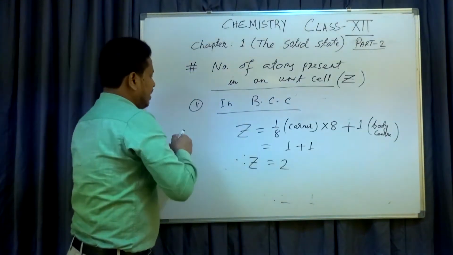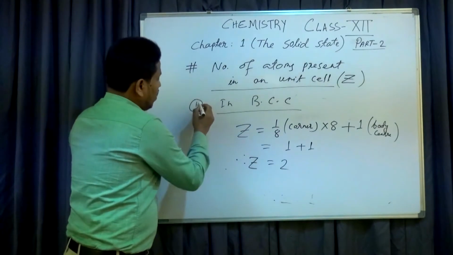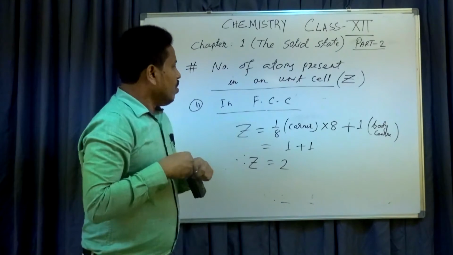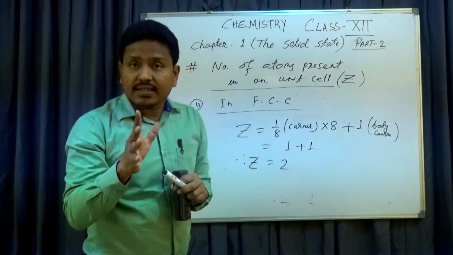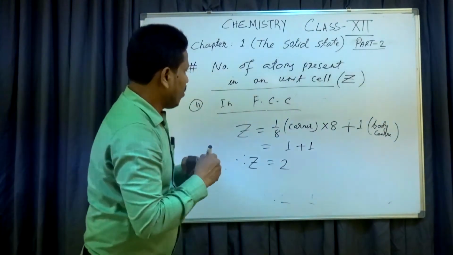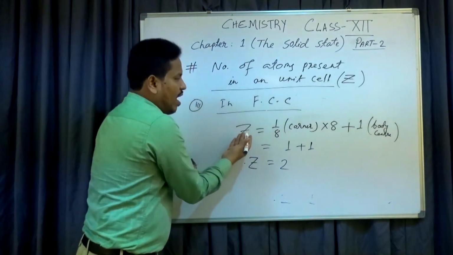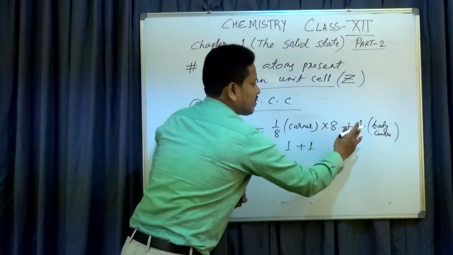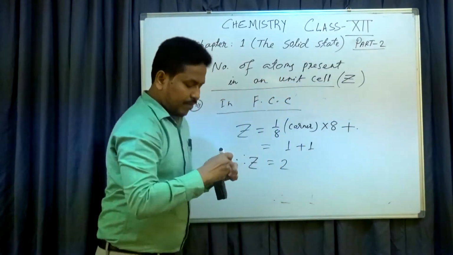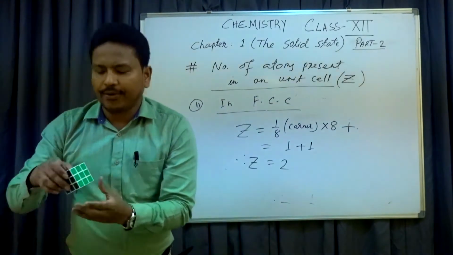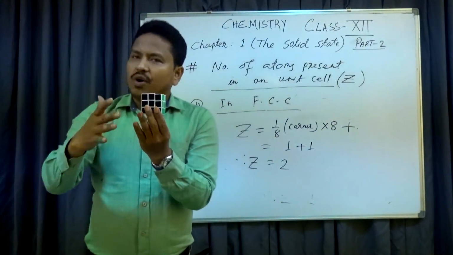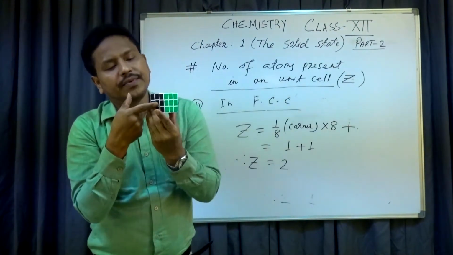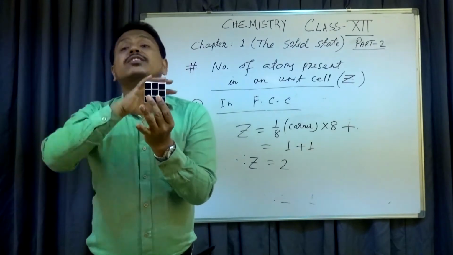Now, the third case is FCC, face centered cubic. Already you know, in FCC, atoms are at the corners and face centers. So, value of Z equal to what? 1 by 8 into corner, 8 corners are there, same. Plus, in FCC, listen carefully, atoms are at the 8 corners and face centers. This face center, this face center, these 6 faces.